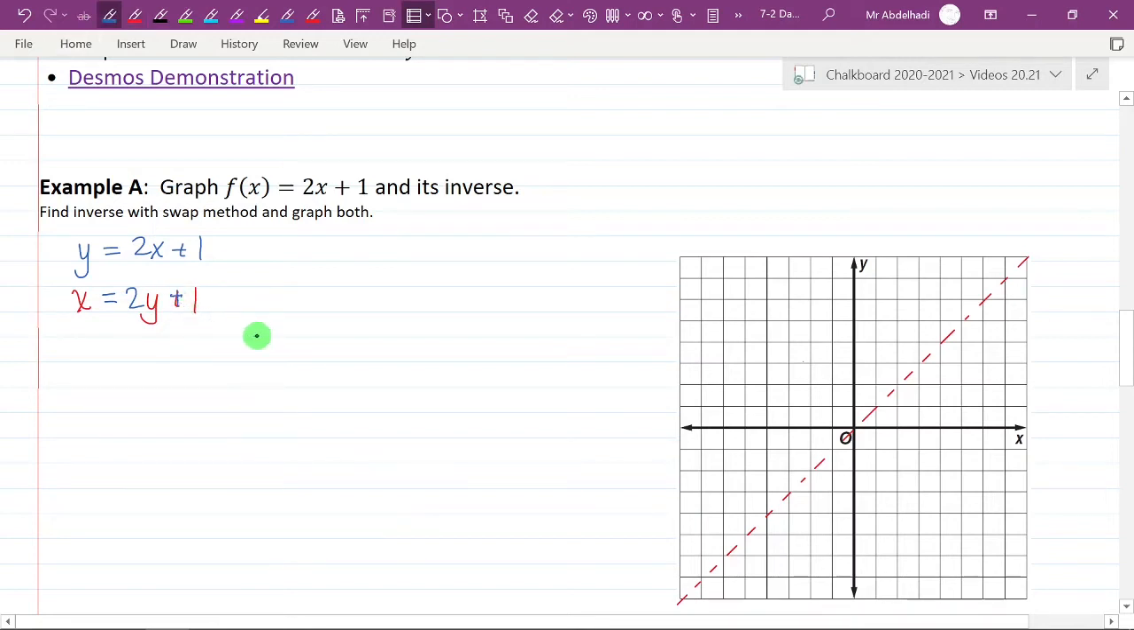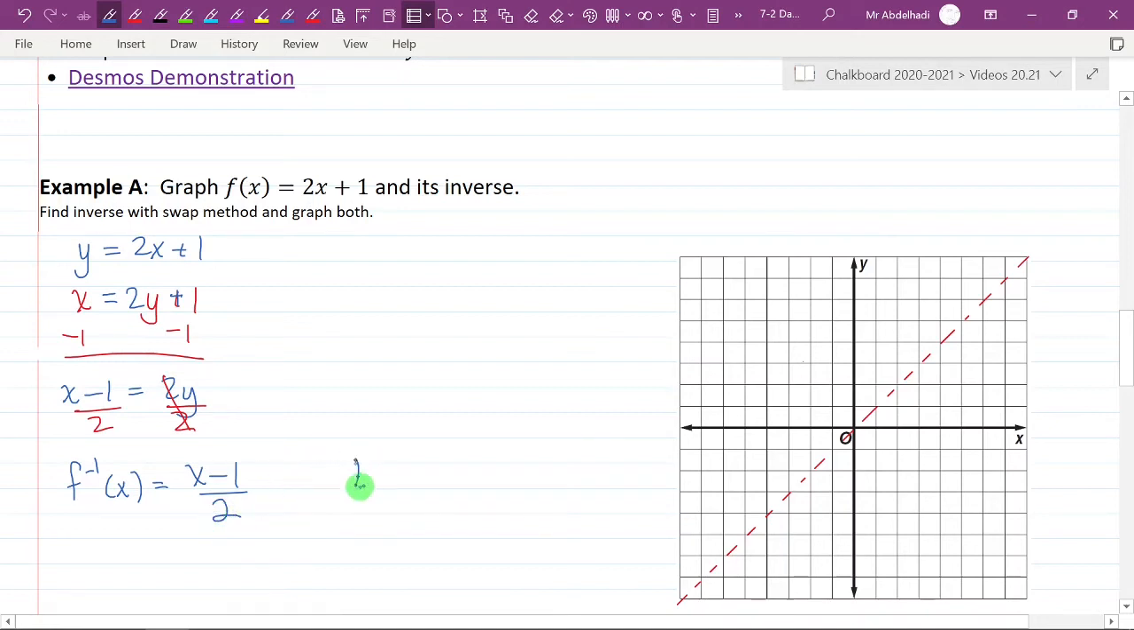All right. And then we need to subtract 1 from both sides. We get x minus 1 equals 2y, and then divide both sides by 2. And we get our inverse. y equals this, but of course it's not going to be called y, it's going to be called f inverse of x, and it's x minus 1 over 2. You could also write it as 1/2 x minus 1/2, but that's neither here nor there right now. So we have our inverse. First find the inverse.